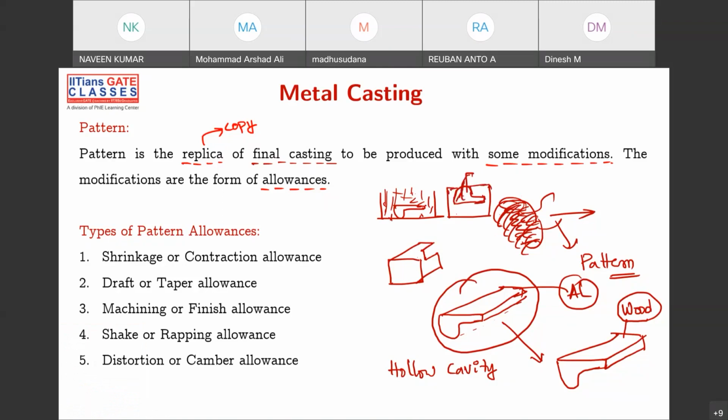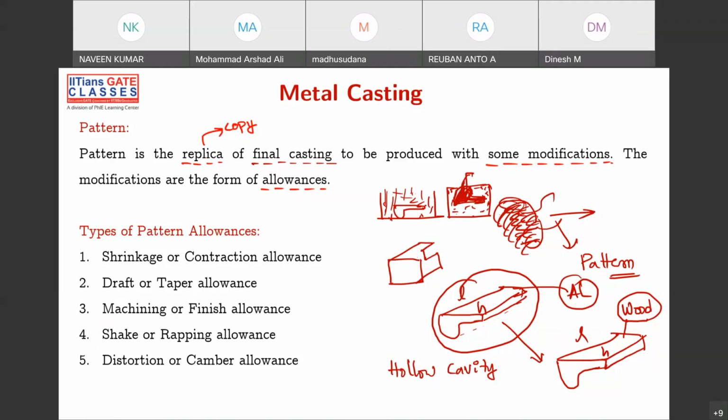And then you pour liquid metal here. In this you pour the liquid metal, and this is your full sand. So this is called the pattern. Now this pattern should have the same dimensions. Let's say you have some length L and some height h. But your liquid metal will have some contraction.